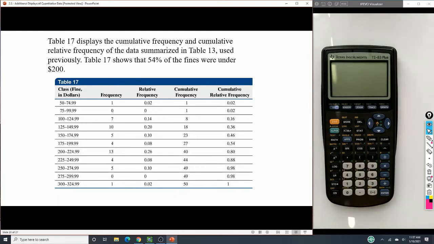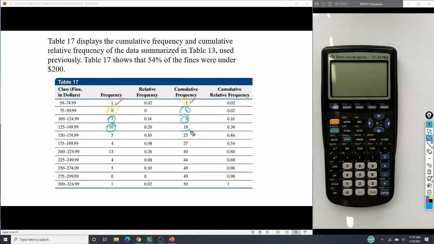We always start in the same place. You'll see here that our first frequency and this cumulative frequency are the same. But to get to the next one, it's actually this plus this one. That's where we get our 1. Then we take our 1 plus 7, and that's where the 8 comes from. Then 8 plus 10 gives us 18, and we work our way down. Each time, that's how we come up with those.